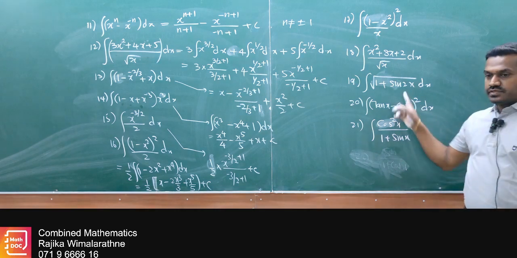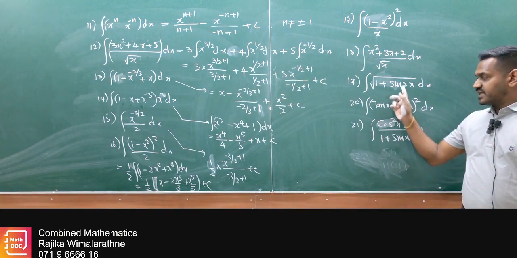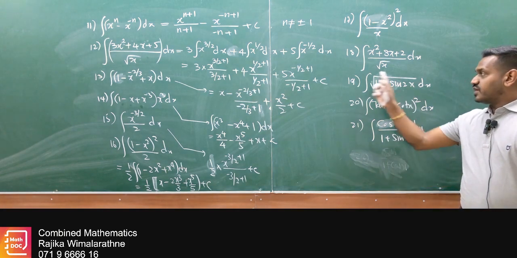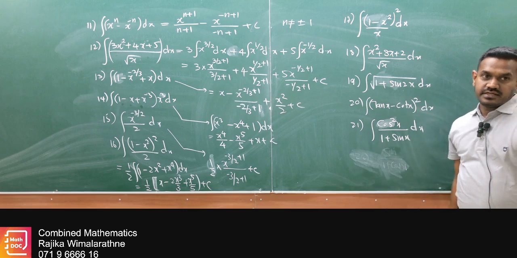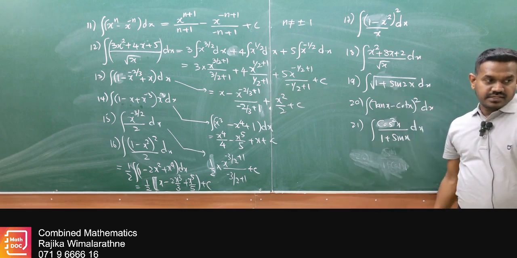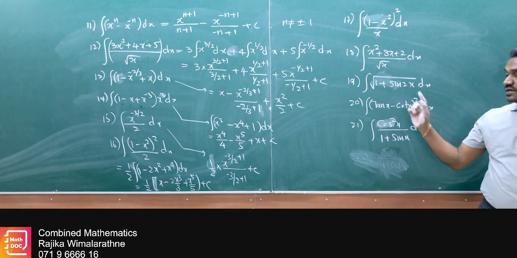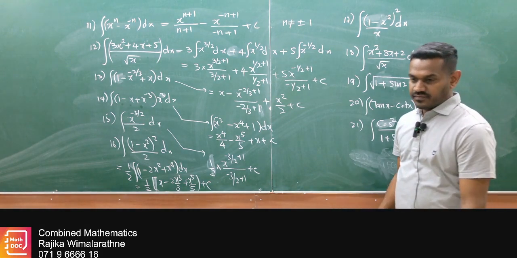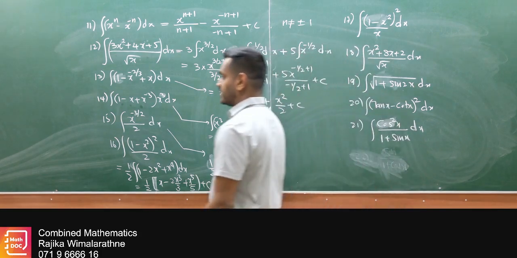For these two, you need trigonometry simplification. Here with the square root you don't know how to integrate. If you can remove the square root, then you can integrate. But don't square. Don't square. Take time.